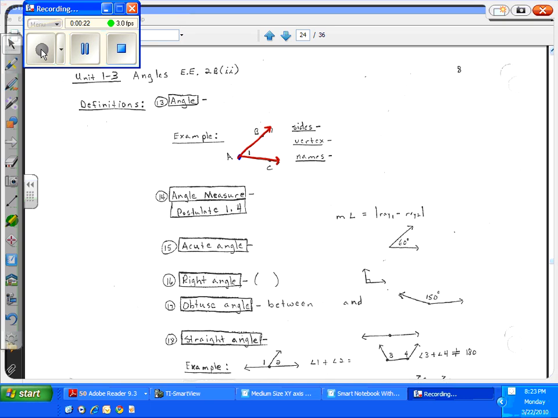So an angle is a figure formed by two rays with a common endpoint. The two rays are called the sides of the angle, and the common endpoint is called the vertex. So an angle is a figure formed by two rays with a common endpoint.